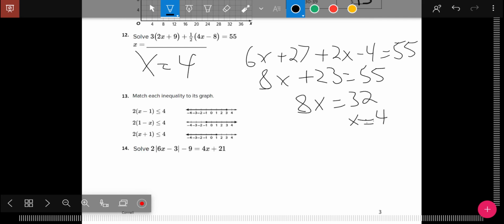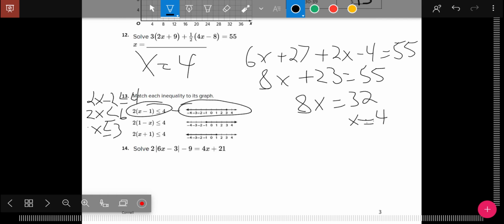Match each graph to its inequality here. And so I'm going to solve each of them here. So 2x minus 2 is less than or equal to 4. 2x is less than or equal to 6. x is less than or equal to 3. Less than or equal to 3 means this one right here goes with this one right here.